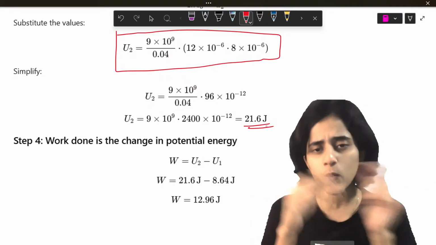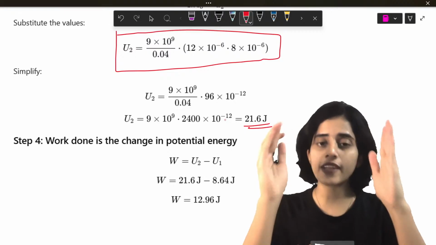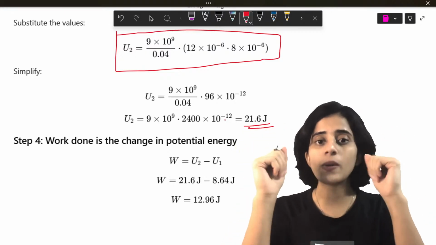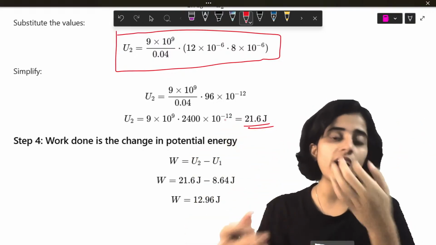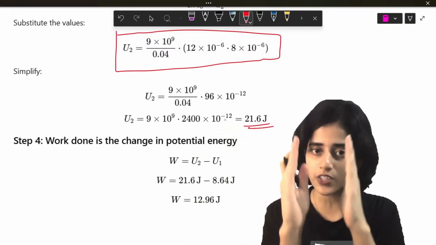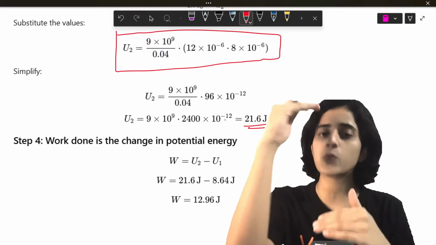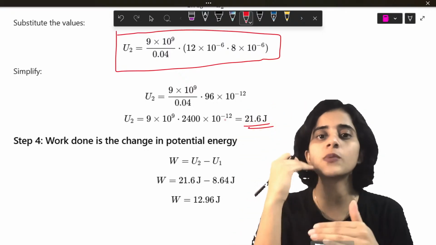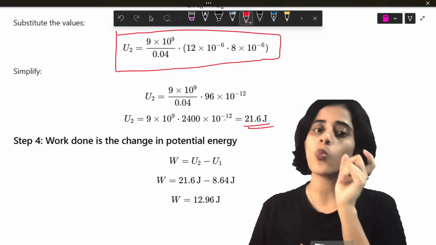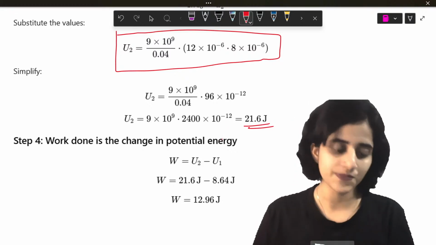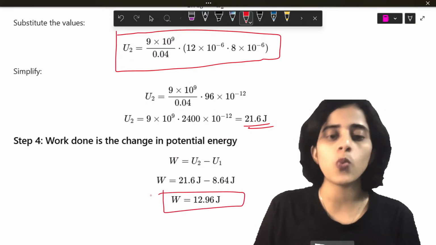I want all of you to quickly solve it. 21.6. Now you have the potential energy of the charges initially when they were at a distance of 10 centimeters, and the second potential energy when you brought them close to 4 centimeters. If you subtract the potential energy at 10 centimeters and the potential energy at 4 centimeters, you will get the potential energy difference, which is equal to the work done. Yes, that is your work done.